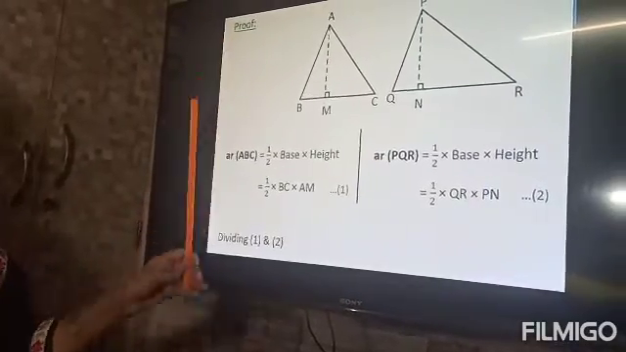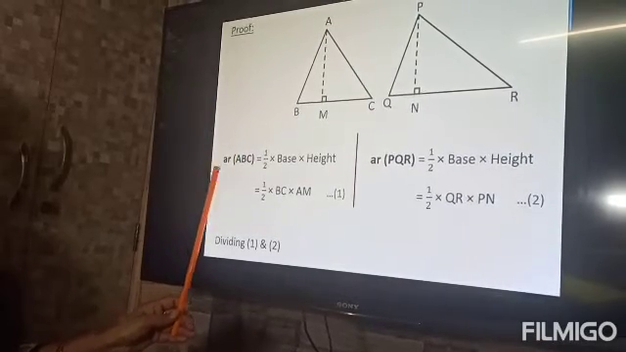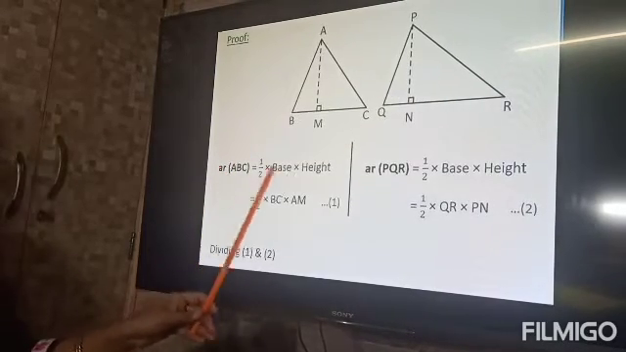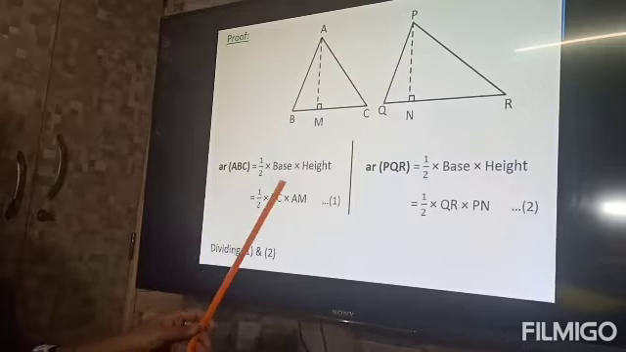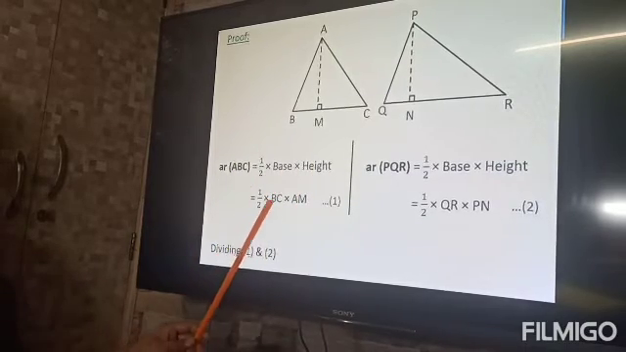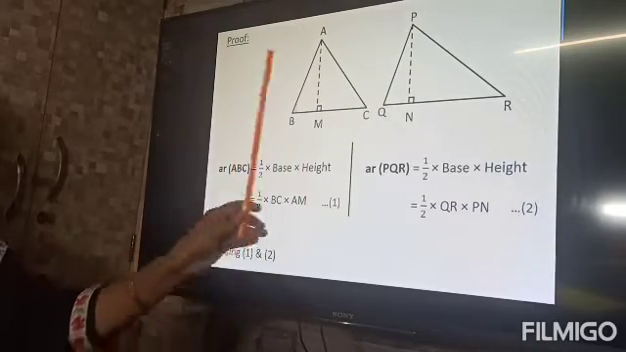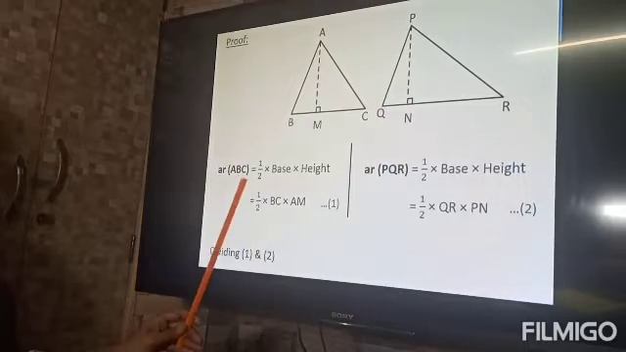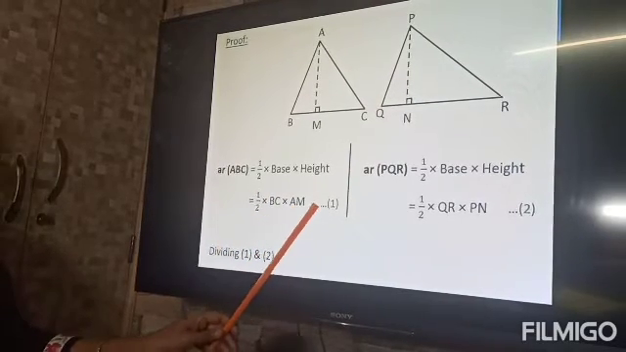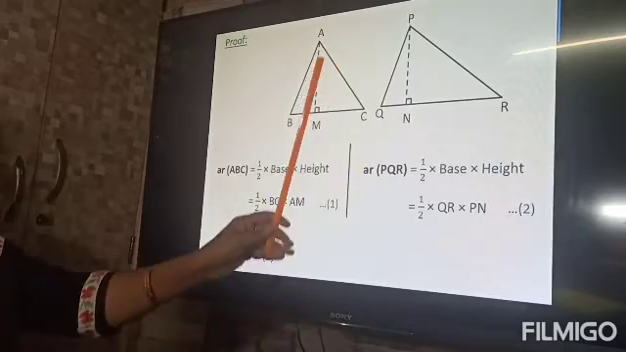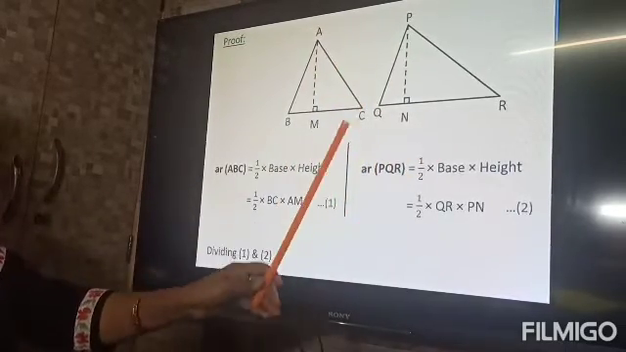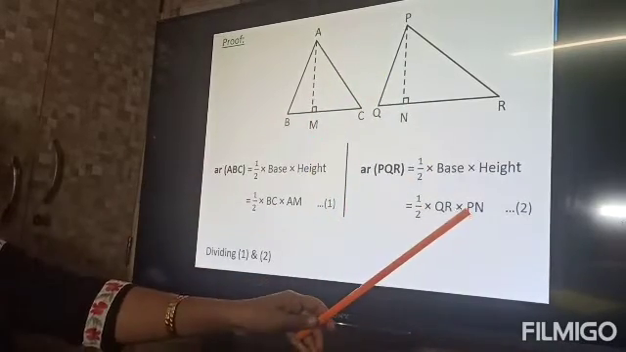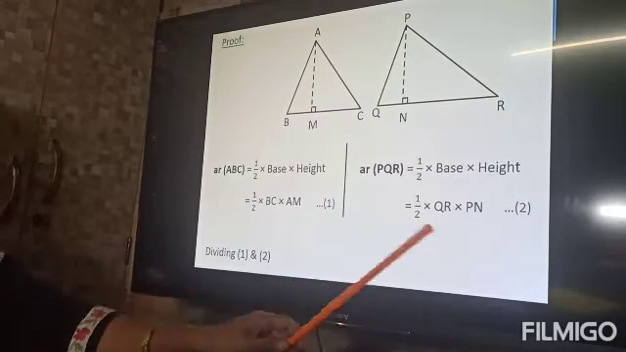Next, the proof. In the proof, I have to take the area of triangle ABC. Area of triangle ABC is equal to half into base into height. What is the formula for area of a triangle? Half into base into height. What is the base here? BC. In triangle ABC, base is BC and height is AM. Half into BC into AM. Make it equation 1. Then in triangle PQR, area of triangle PQR is equal to half into base into height. Here base is QR, height is PN. Make this equation 2.